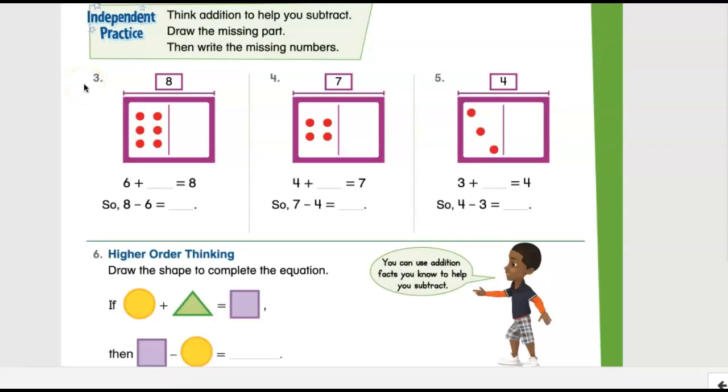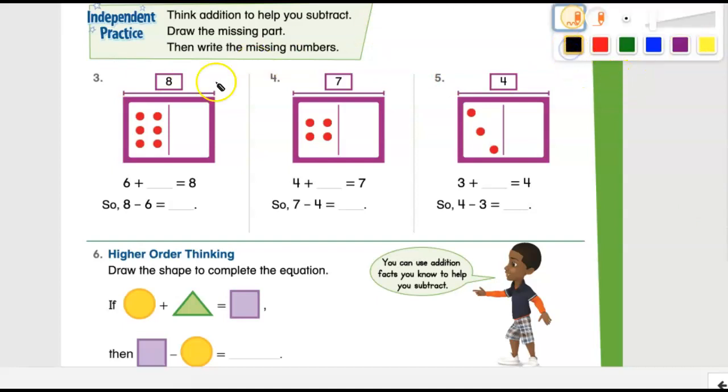Now let's look at our independent practice on page 83 of our workbook page. For our independent practice, our directions tell us to think addition to help you subtract. Draw the missing part, then write the missing numbers. So just like what we did in our video and also our guided practice, we are going to be doing that for our independent practice. So boys and girls, let's look at number 3 together.